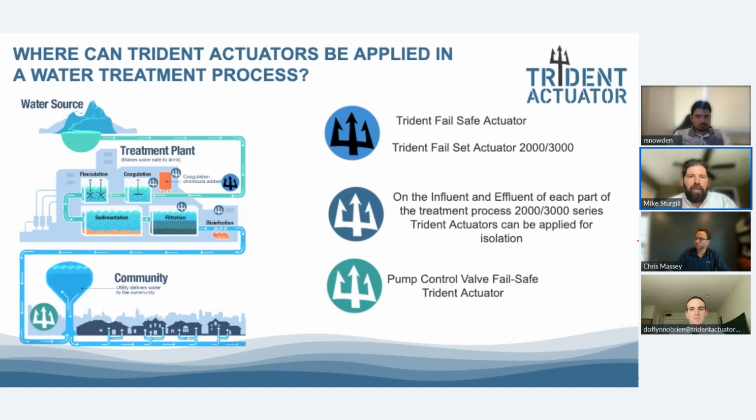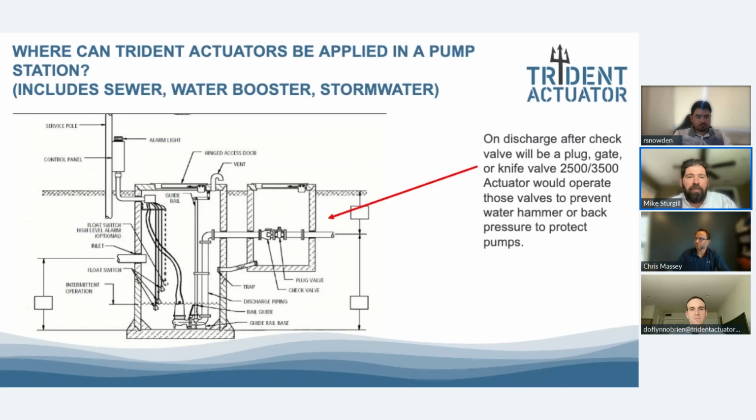And then we do quite a bit obviously on pump stations, whether sewer, water boosting, stormwater. Usually on the discharge side, you'd have a 2500 or 3500 fail-safe linear or rotary actuator that would close to protect those pumps in your station from water hammer or back pressure. So once again, I can't say enough. We want the critical applications where failure is not an option, and you can't have a catastrophic event happen to your systems.